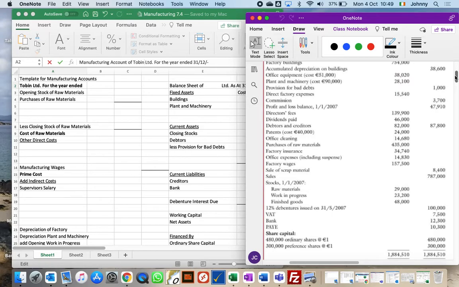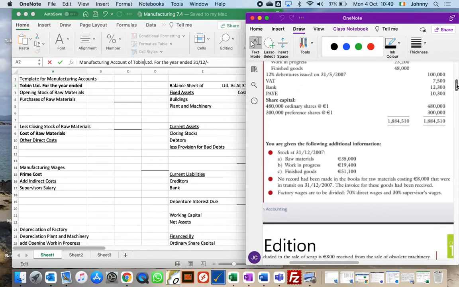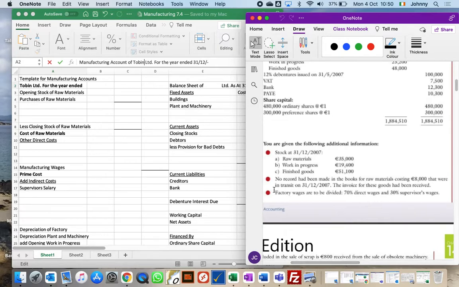So the way we do this is the same approach that we used when we did company accounts before. We start by looking at the adjustments at the bottom, and then when we do the adjustments, we'll end up correcting some of the numbers in the trial balance. So we've got three stocks: stock of raw materials, work in progress, and finished goods. And the second adjustment we have: no record made for books of raw materials costing £8,000 that were in transit. The invoice for the goods had been received, but no record made. Any suggestions? How should we deal with goods that we've bought, we've got a bill for them, but they haven't come into the warehouse yet?